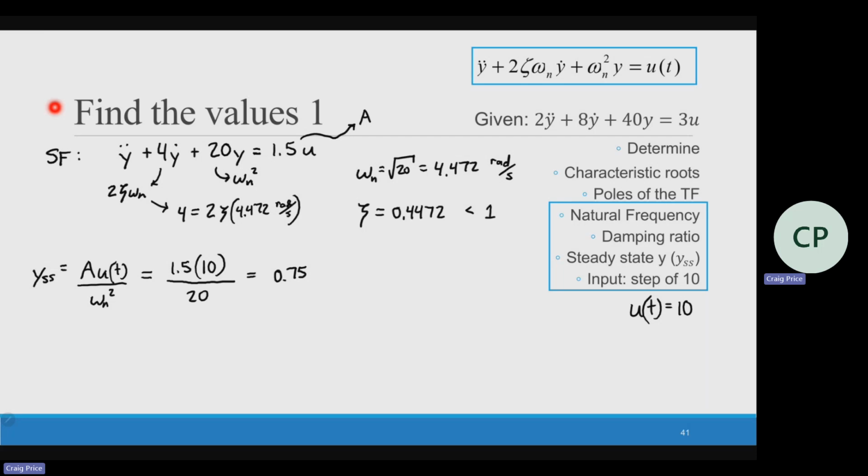Now notice this is also the same thing as saying 1.5 times the input divided by 20. That's my y steady state. I could use this old non-standard form, but why? I could take 3 times 10, so that's 30 divided by 40. So you can still find it without being in standard form. Just make sure you don't mix up the two. Okay. Questions?